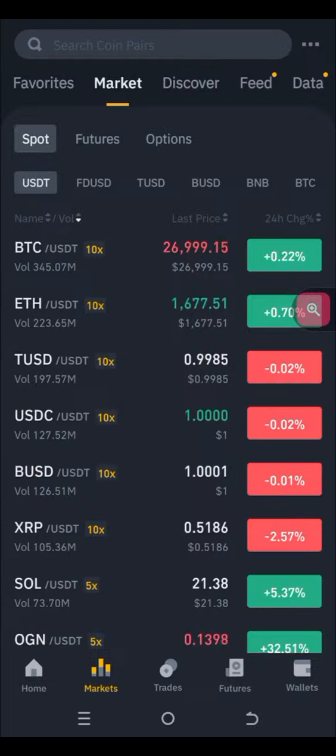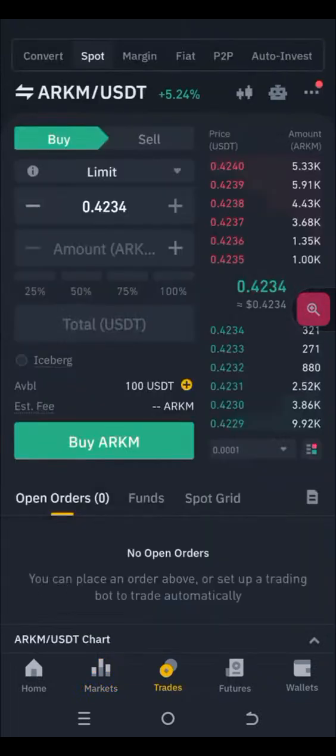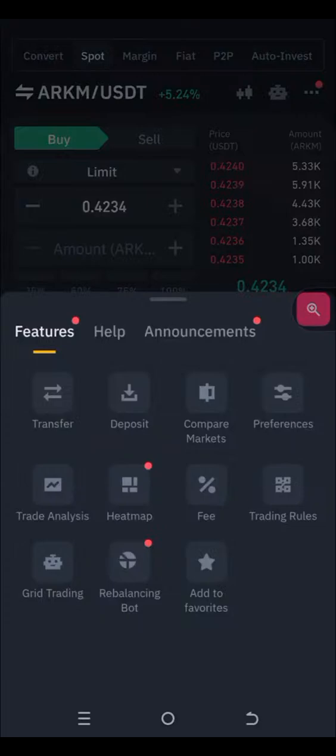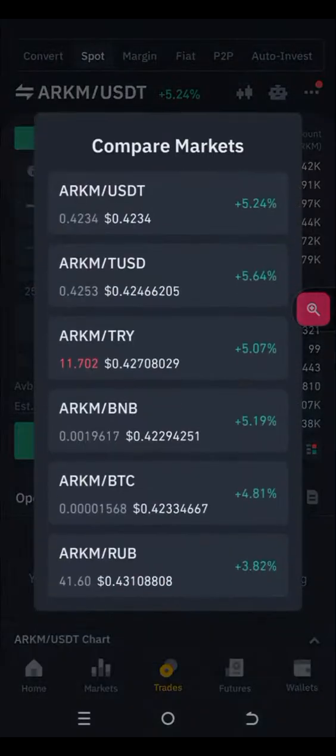So if I go to my spot trading section here and click on the three dots, it will bring out a couple of things, and under it you will see compare market. Depending on the version that you have, it might be a little different. This is the updated version, so if you don't update your app, you might not see it exactly like this, but you will definitely see compare market somewhere along the line. Compare market shows you the different markets where each particular coin is listed.